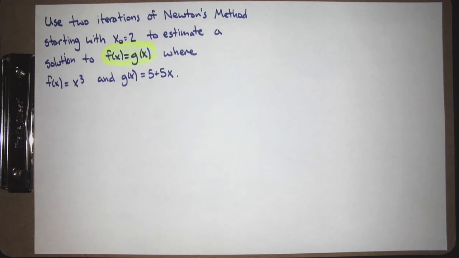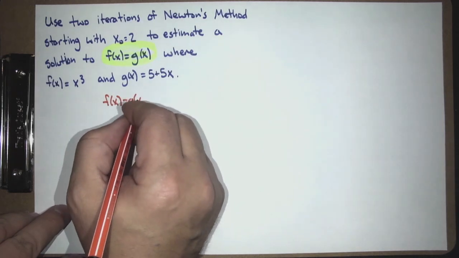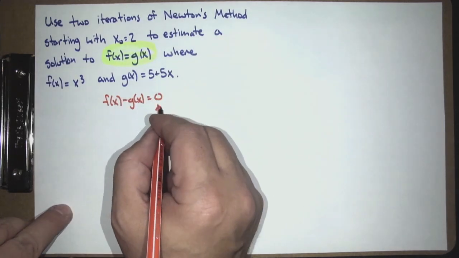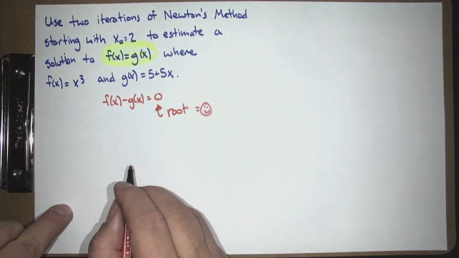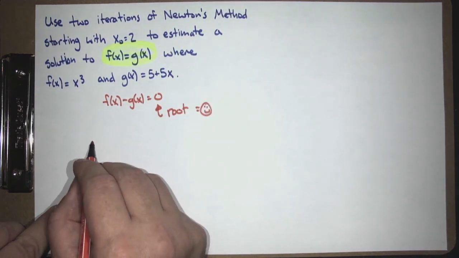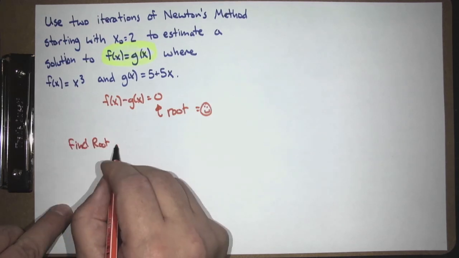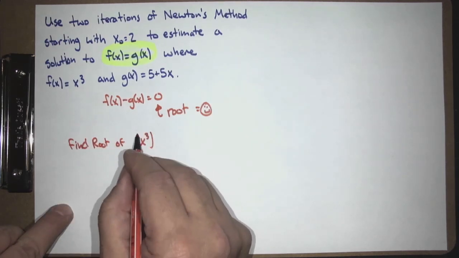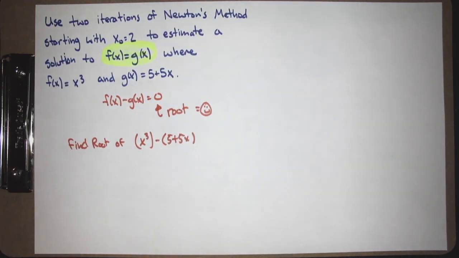Turn the two functions into one function that's equal to 0, and then solve. Yeah, so essentially this is the same as saying find f of x minus g of x equals 0. And then we're like, whoa, that's a root. That makes us happy because we have tools. So it's really the same thing as finding the root, or estimating the root, of the function x cubed subtract 5 plus 5x. So yes, you can use Newton's method to find crossings.